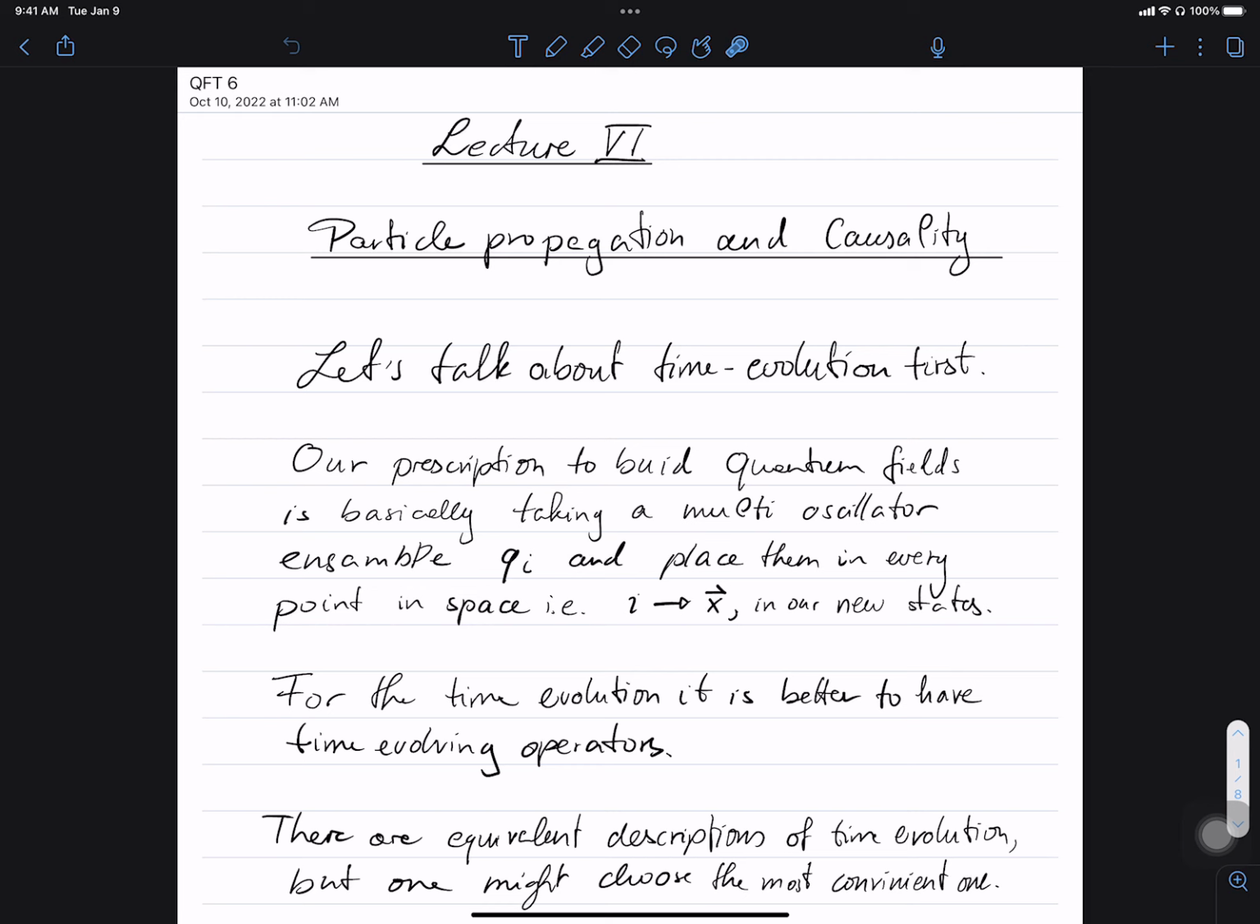Hi, welcome to lecture 6. We're going to talk about particle propagation and causality today. And first, let's begin by discussing a little bit the time evolution.